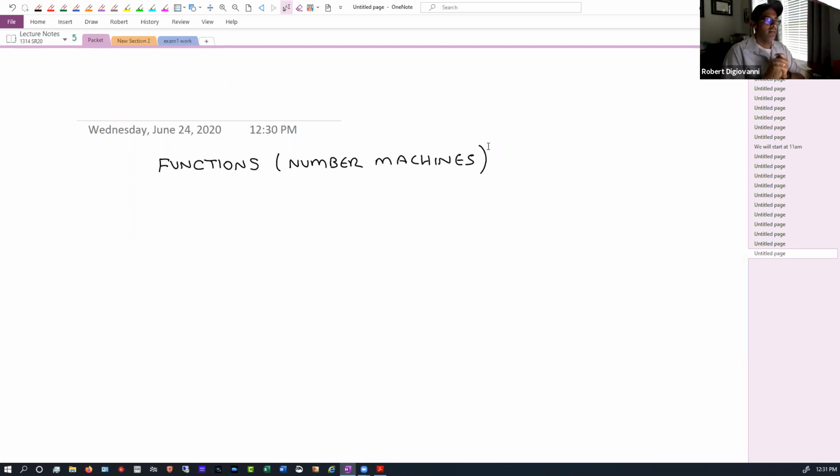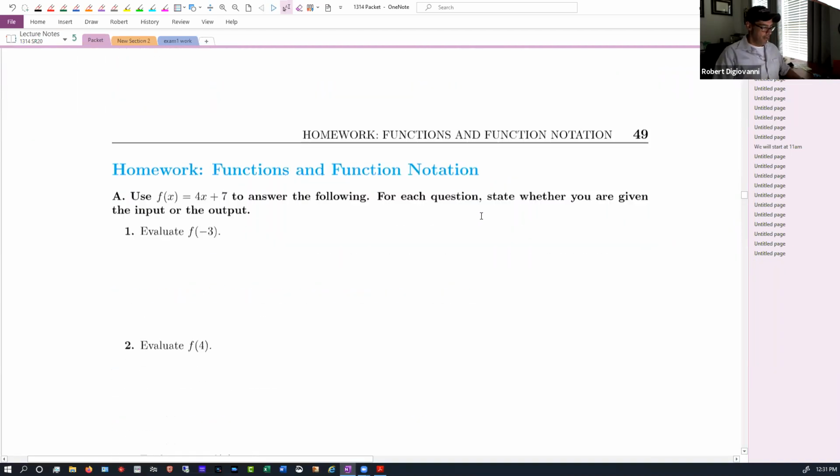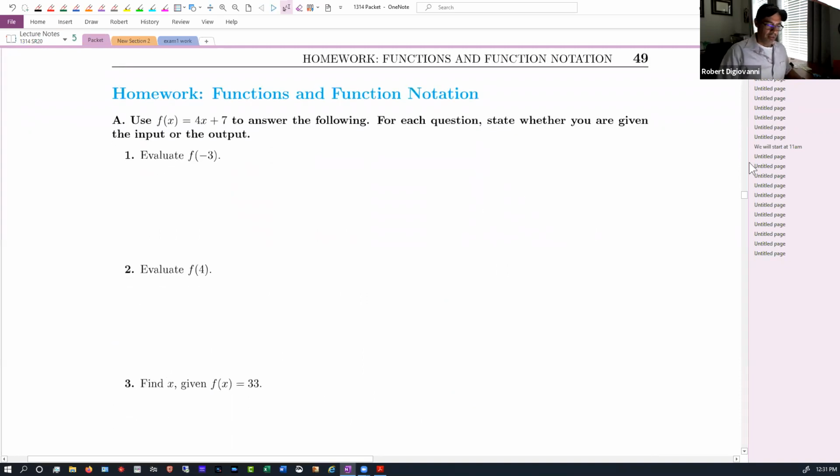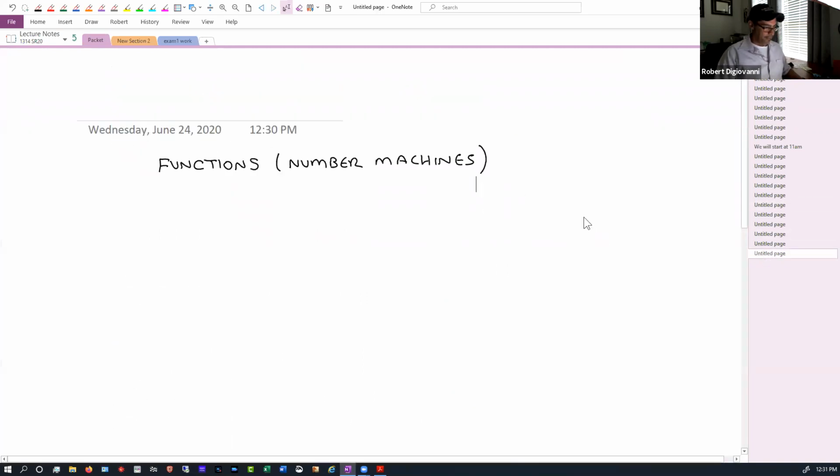Okay, we're going to go ahead and continue now, picking up with the next section in the packet, which has to do with functions and function notation. So we'll start this out by first understanding what a function is.